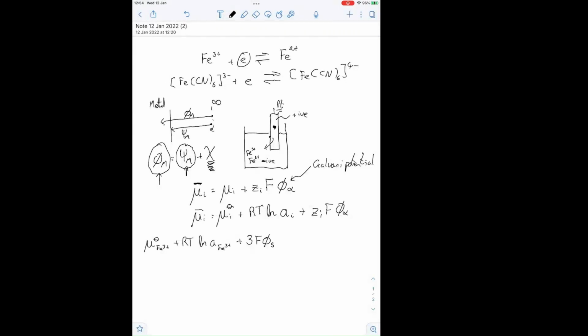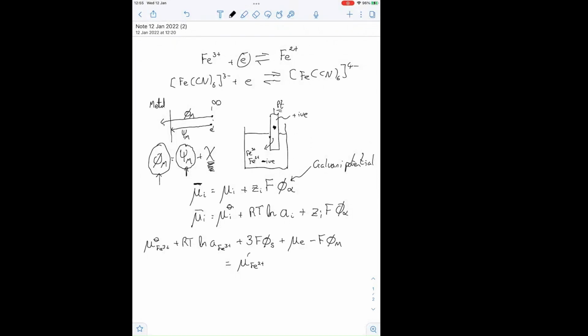So the subscript S there is for the solution, plus the electrochemical potential of the electron, which is just the chemical potential of the electron. We won't worry about concentrations of electrons. Minus, because the charge on the electron is negative, minus F phi, and the electron is situated on the metal. So we're interested in the Galvani potential of the metal. That's the sum of the electrochemical potentials of our reactants, and then the sum of the electrochemical potentials of our products.